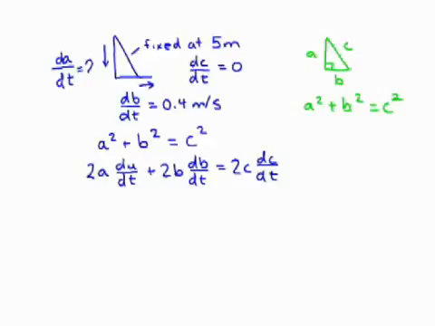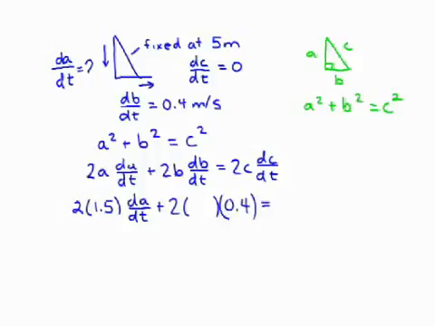Now it's just a matter of filling in the values I know into the equation and solving for the unknown. On my next line I have 2 times 1.5, which was the value of a provided in the question, times dA/dt, that's our unknown, what we're trying to find. Add to that 2 times, well, I need a value for b. So I'm going to pause for a second and think, how can I go about solving for b?